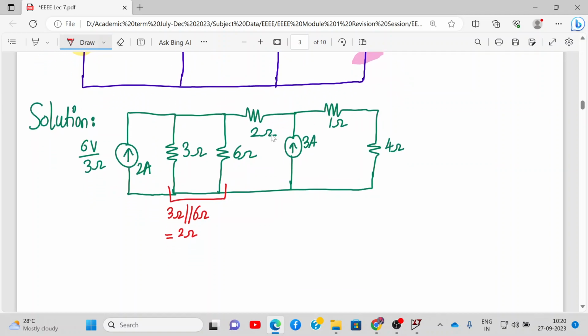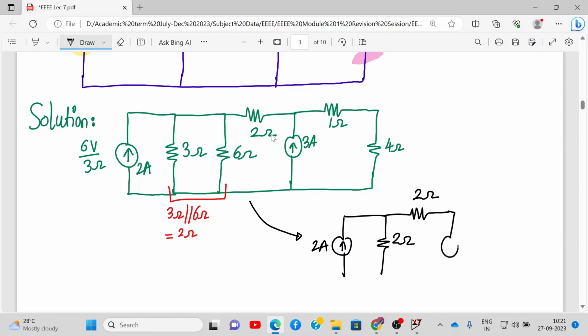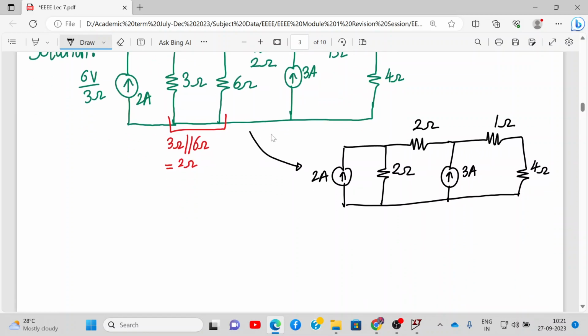Alright. So I will draw this again over here. So we have a 2 ampere current source, and then we have a single resistor now of 2 ohm. Then we have 2 ohm over here. This is my current source, 3 ampere, and these are my two resistances, that is 4 ohm and 1 ohm. Alright. Now we need to concentrate on this network and simplify it further.